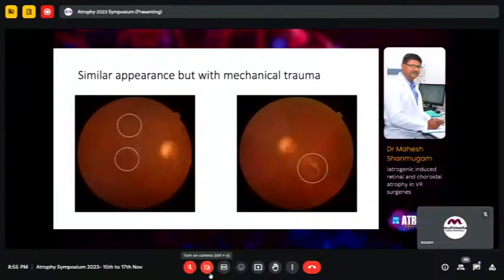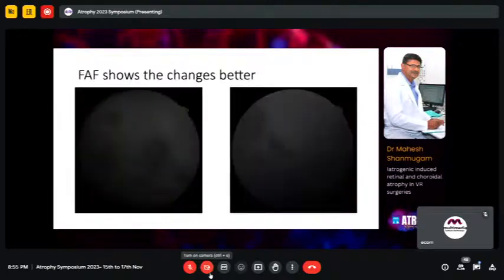Here we see a patient with an appearance similar to phototoxicity, areas of RPE alteration, but here it was due to mechanical trauma. These were areas of instrument touch when our fellows were operating, resulting in areas of choroidal atrophy. Fundus autofluorescence imaging shows these areas of RPE alteration much better in mechanical trauma as well as in phototoxicity.